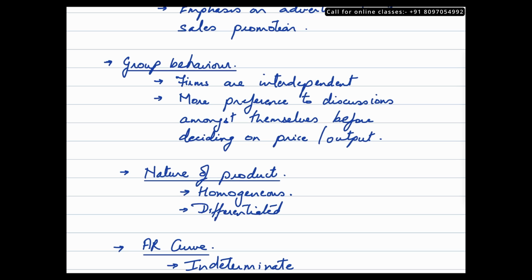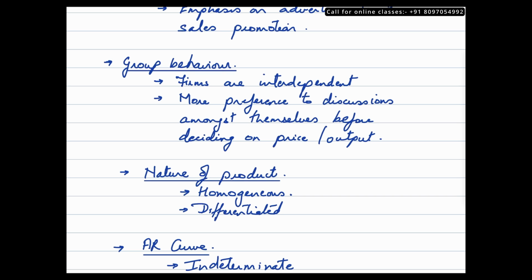Another feature of an oligopoly market is group behavior. That means, as we remember from the second point, firms in an oligopoly market are interdependent. Hence, it becomes mandatory or necessary for them to ensure that whatever price and output decisions they are making, it does not affect the other firm. Hence, more preference to discussions is given amongst themselves before they decide on any price or output related decisions.